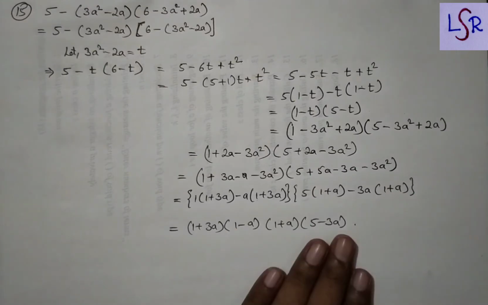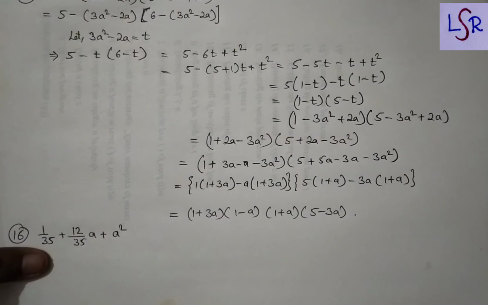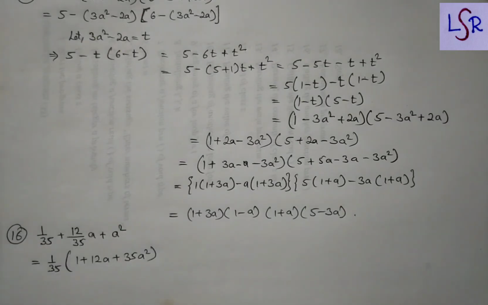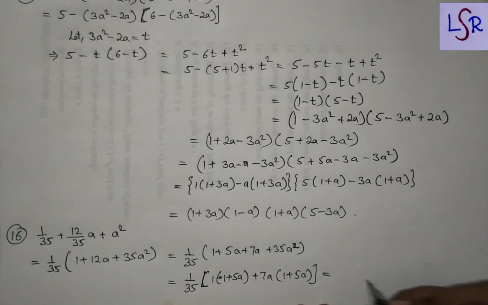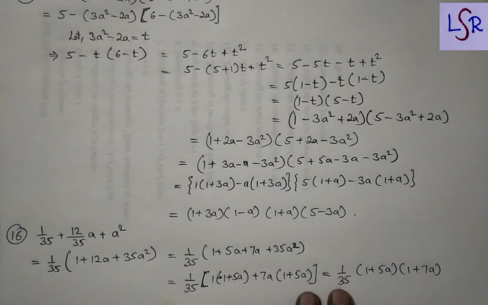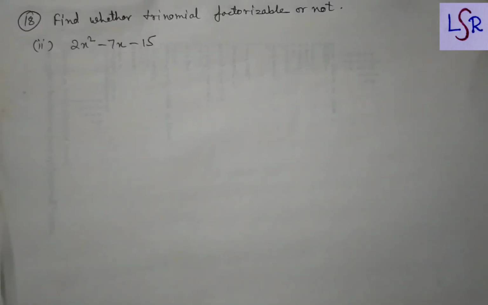Now in question 16 we are having this expression. Very first of all we have to take 35 as the LCM of all, and here we have got this. Now the factors of 35, that is 5 into 7. 5 into 7 is 35, and 5 plus 7 is 12. So we are going to split this 12 into 5 plus 7. Now we are going to take the common from the first two, 1, and from these two, 7a. Now after taking this we move to the final one as this one, 1 upon 35, 1 plus 5a and 1 plus 7a.